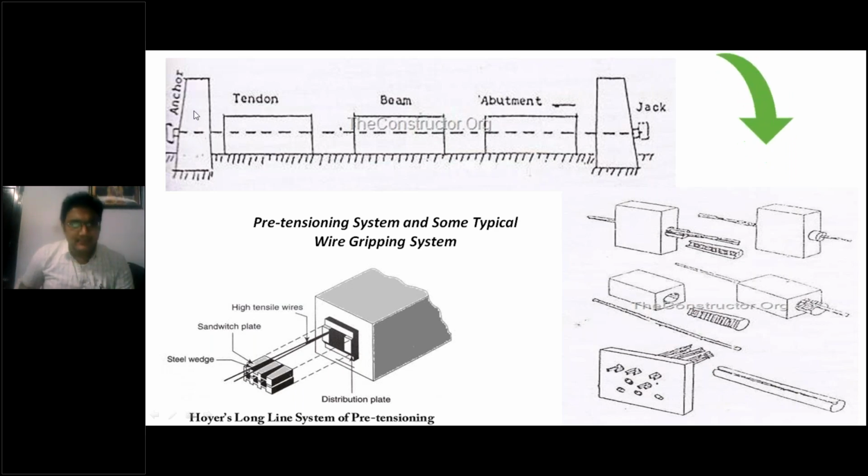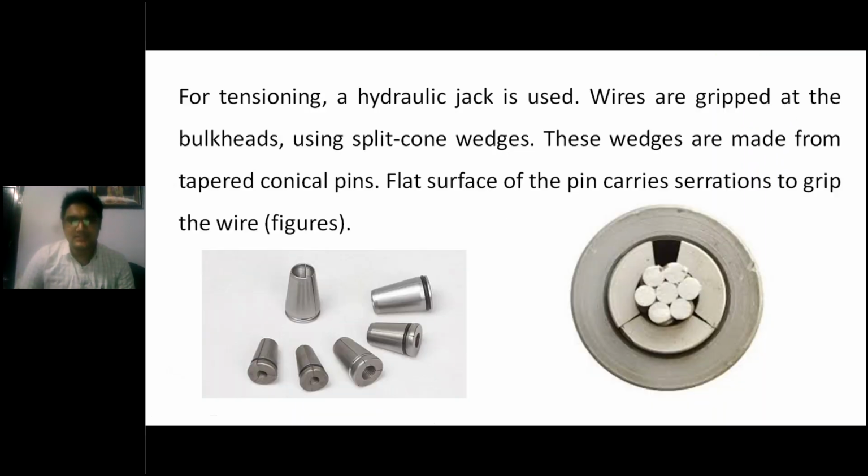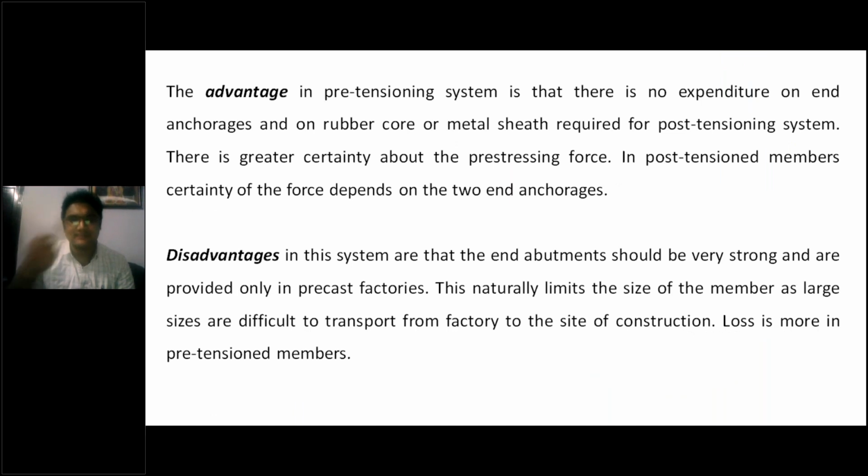Now suppose this end abutment is not strong. When you start pulling the strand from this end, if the abutment is not strong, what happens? This wire will come out from this anchor. Right? So these abutments on two sides should be very strong. Okay, see here you can see very clearly one end is anchored, the other end is pulled with the help of a hydraulic jack. So your abutments are supposed to be strong in the pre-tensioning system. That's why it is slightly a disadvantage.